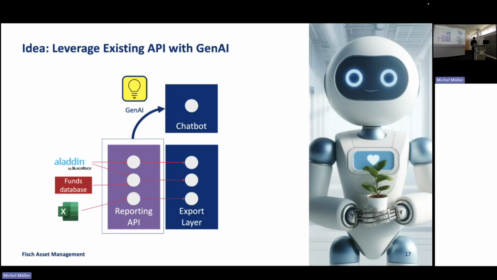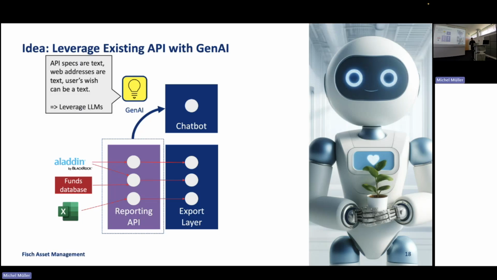And let me bring you the idea a little bit closer still. So we have this reporting API, this pizzaiolo oven. And one core idea here is what I showed you before, this interface. It's all generated based on text. So we have API specifications. They're essentially text. What comes out of the system are web addresses that you then can follow, and then you get the data, right? Web addresses are just text as well.